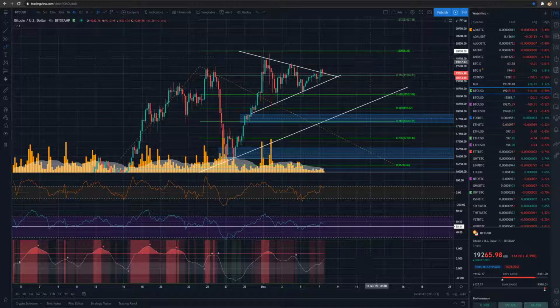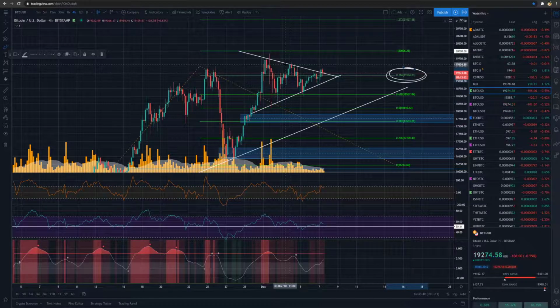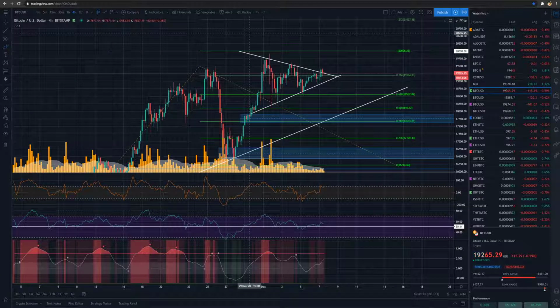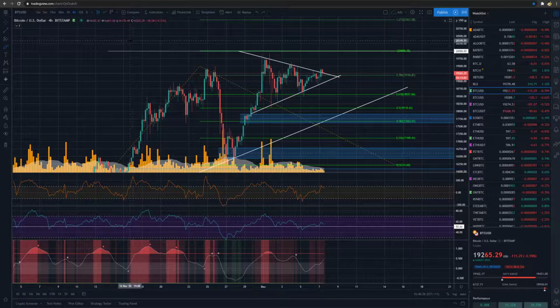But for the short term, for the immediate term, if we do hold above this 786, I'd be looking towards this 9.5 area to really confirm that we are going to head back towards that 20K. So not jumping to any conclusions just yet.